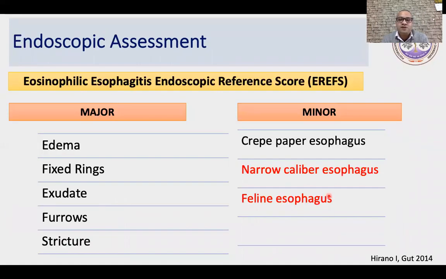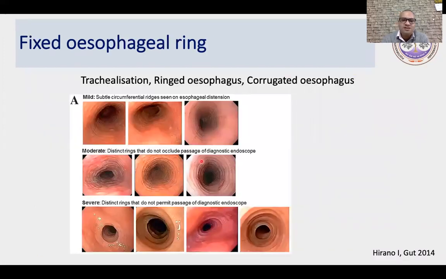Now, for endoscopic assessment, there is a score, the Eosinophilic Esophagitis Endoscopic Reference Score, which has major and minor criteria. And the major criteria include edema, fixed rings, exudates, furrows or strictures, and among the minor criteria, crepe paper esophagus is recognized as one of the criteria. So here you can see that these are fixed kind of rings, also called trachealization or corrugated appearance of the esophagus. And they may become severe, so much so that even the endoscope may not be passable. So this is how this particular factor is scored.